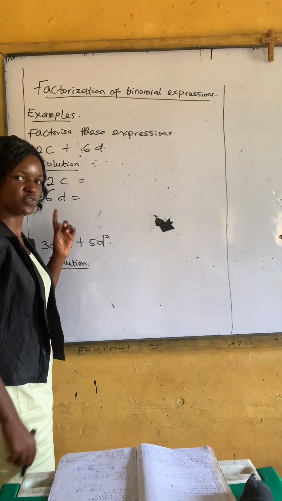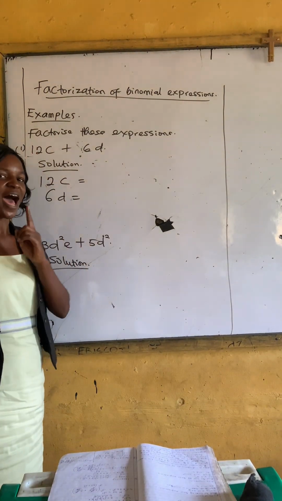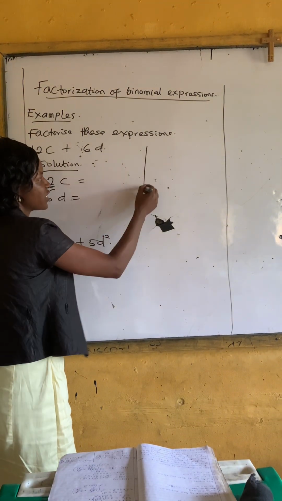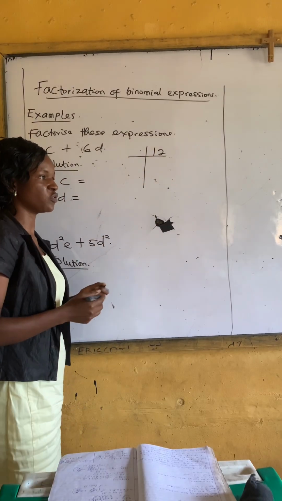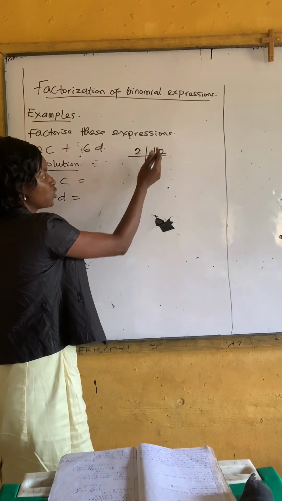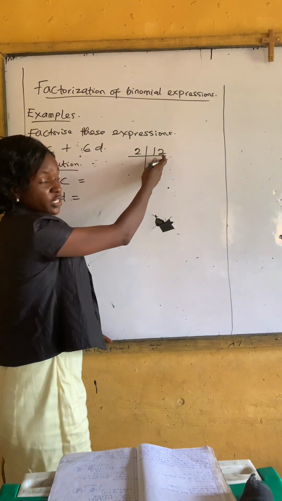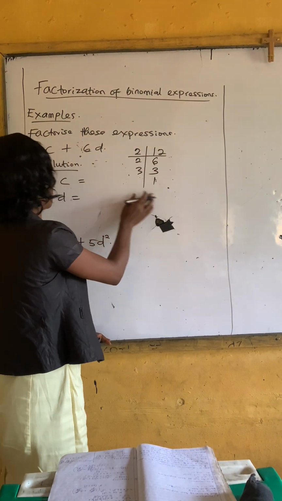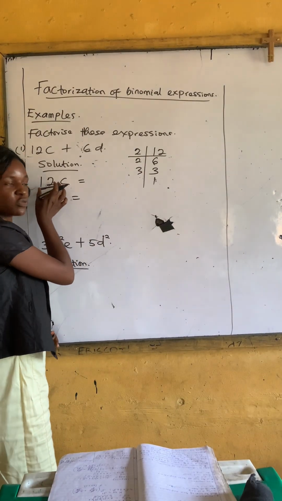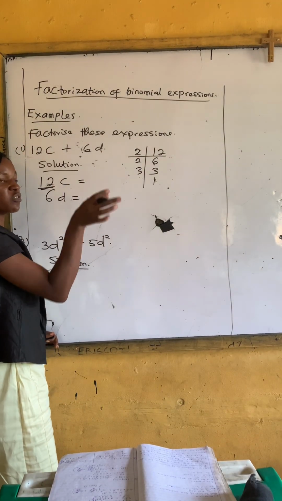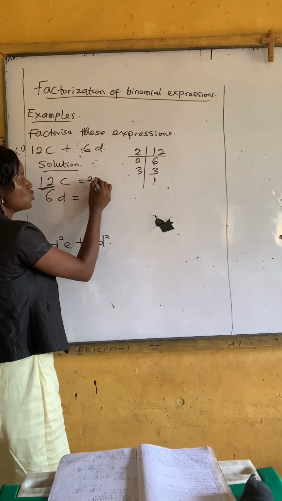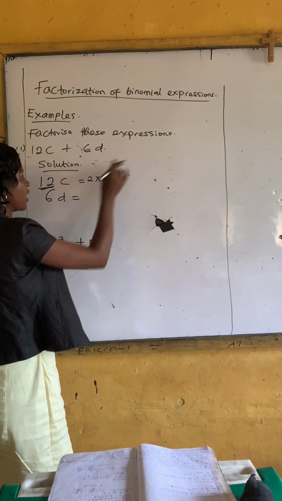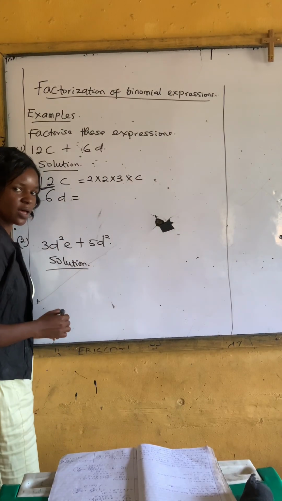Now, what we are going to do first is to write this 12c as the product of its factors. So what are the factors of 12? Let's find the factors of 12. A factor of 12, we have 2. 2 in 12 is 6. 2 can go in 6 again. 2 in 6 is 3. Then you have 3, the 1. So it means that the product of the factors of 12 is 2 times 2 times 3. Let's clean this up. Then times c. Are we together?